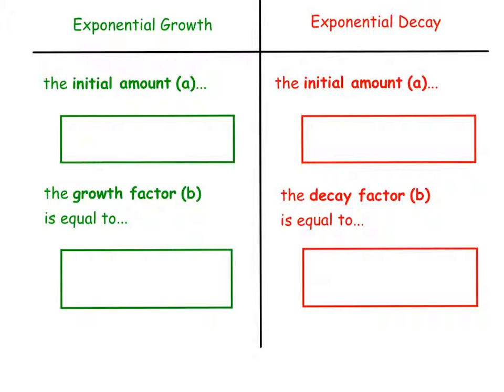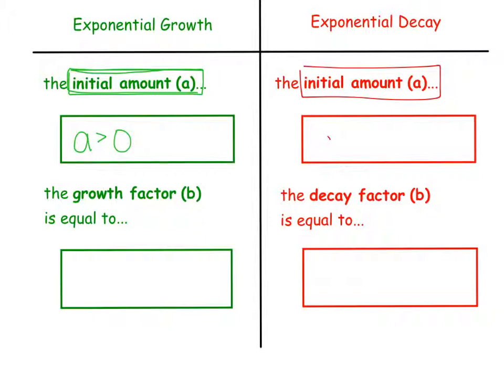So when looking at exponential growth and decay a little closer, we have to first consider what our initial amount is going to be. For both growth and decay, your initial amount has to be greater than 0. So a is greater than 0, and the same is for decay. That means in both cases, a is going to be a positive number of some kind. It can be a decimal, it can be a whole number, but it's going to be positive.